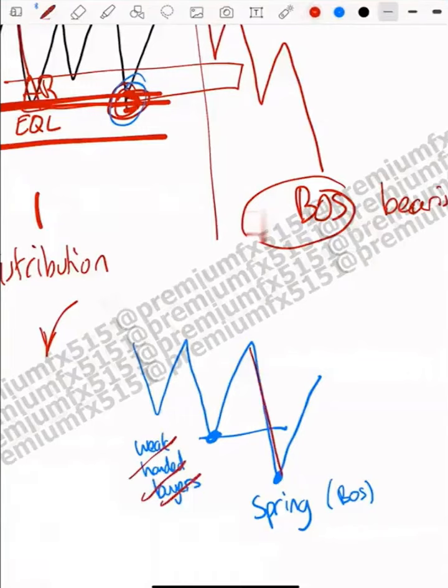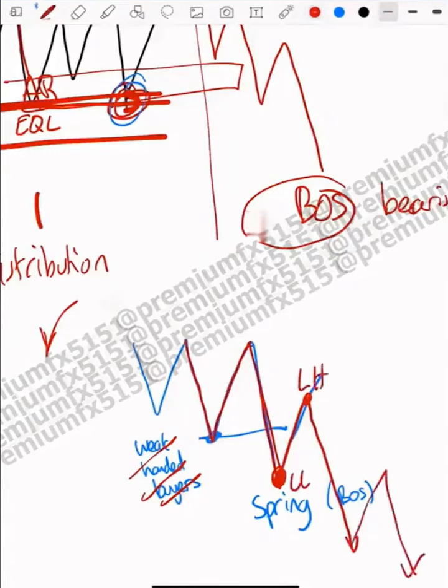And what does it do to sellers? Those sellers see impulse, correction, continuation. We see a bearish break of structure. They are going to be wanting to sell on a lower high, lower low perspective, looking for bearish continuation. Sellers are also induced into the market.